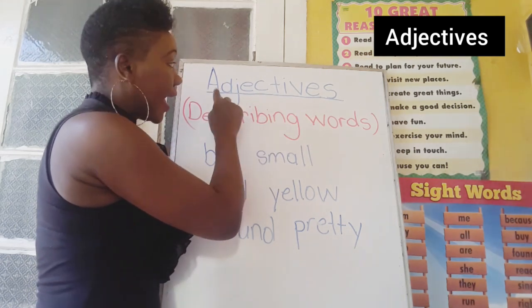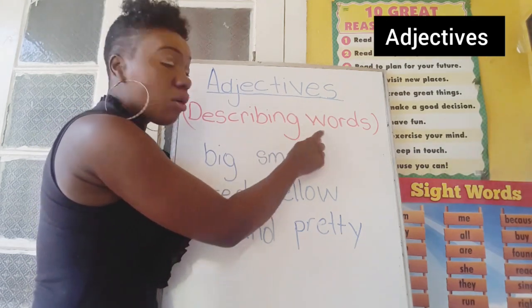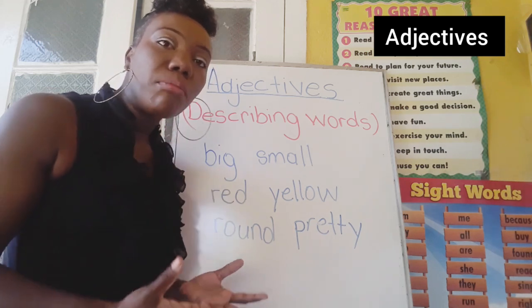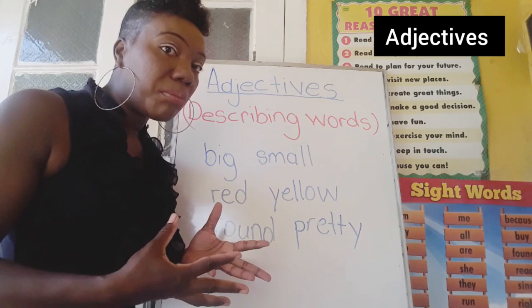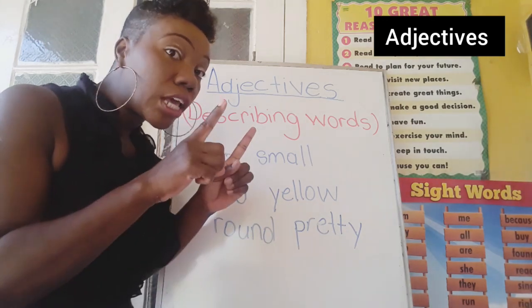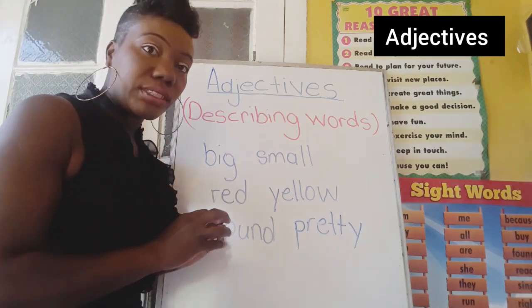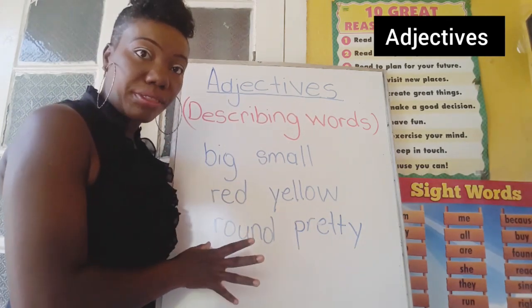Adjectives. And adjectives are describing words. They tell you how something or someone looks. Whenever you're talking about something and how it looks, you're describing them, and we use adjectives. Now here are some adjectives that we use to describe things.